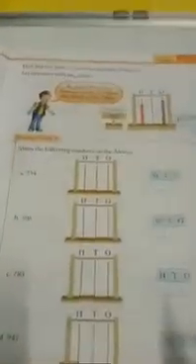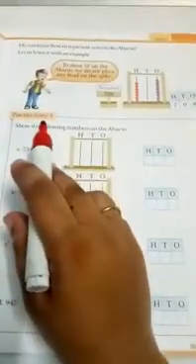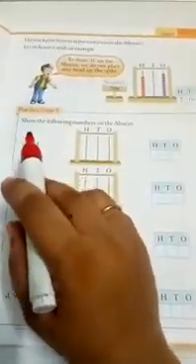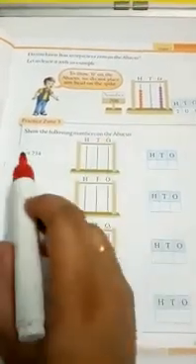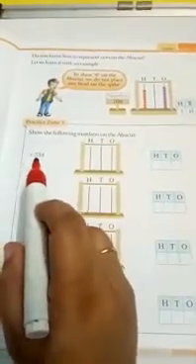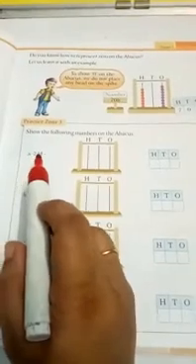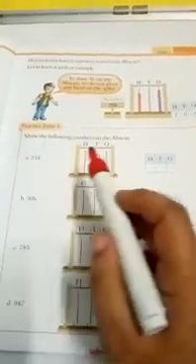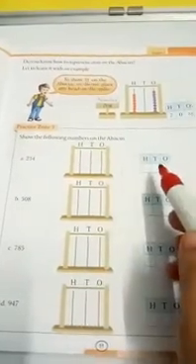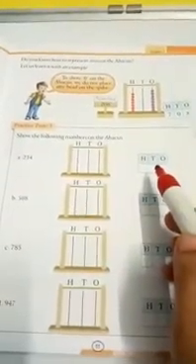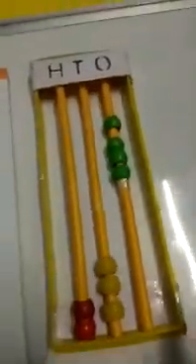Now on your page number 11, there is a practice zone 3. Show the following numbers on the abacus. So first one is 234. So we have to draw here beads and we have to write here numbers. So we'll solve on this abacus. So what is the number?